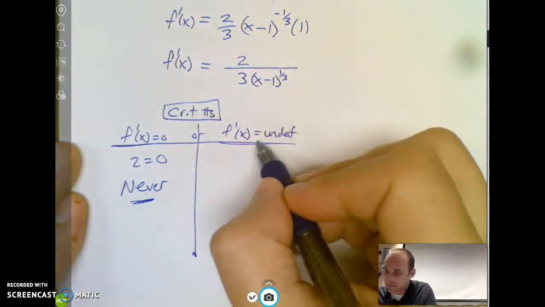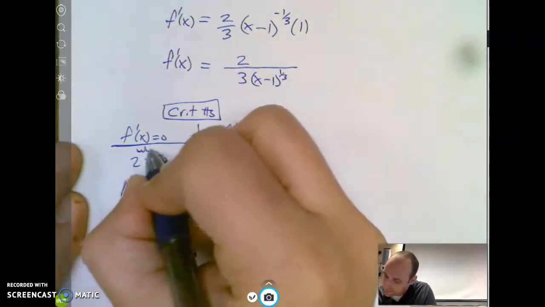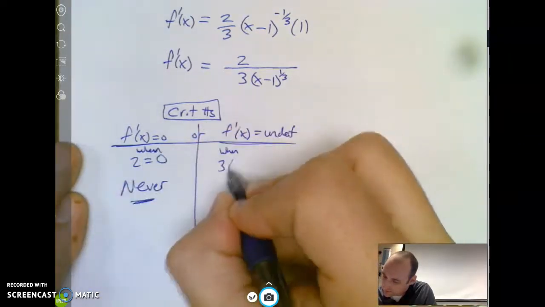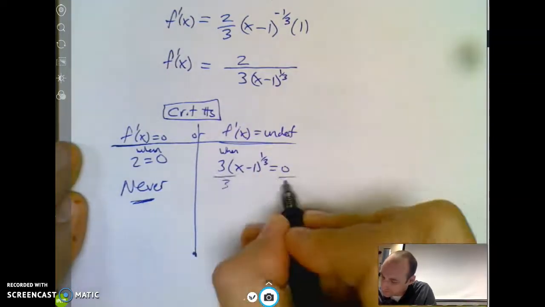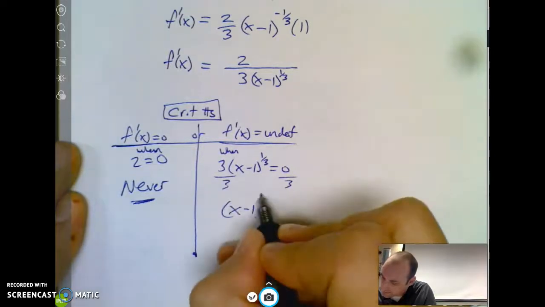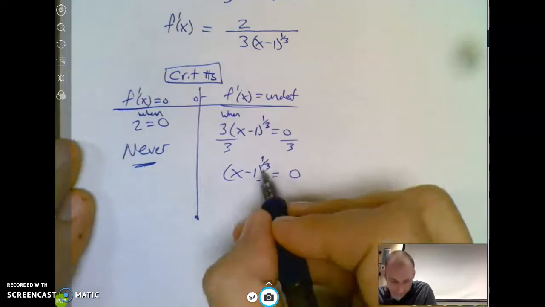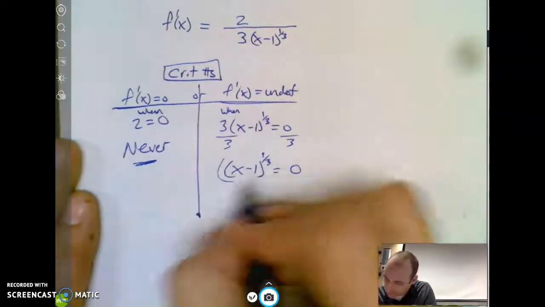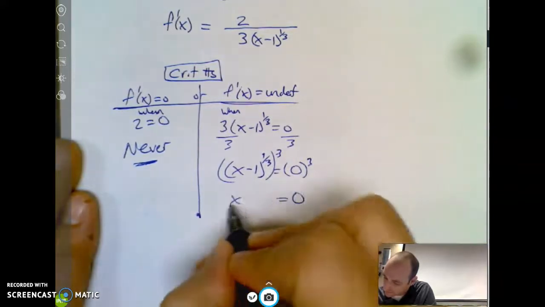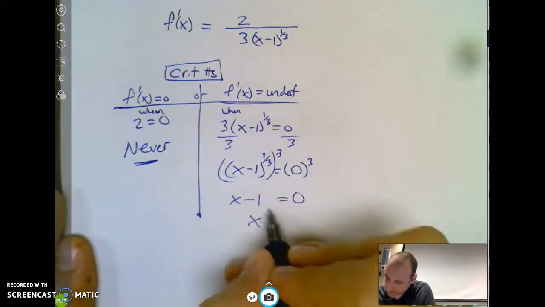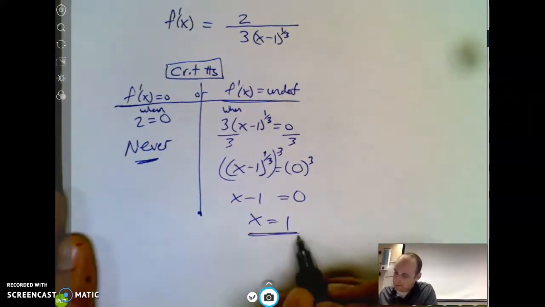When will my fraction be undefined? When the bottom equals 0. Right? When 3 times x minus 1 to the 1/3 equals 0. Okay, I can do the algebra here. I'm an algebra all-star. Divide by 3. How do you undo cube root? You cube both sides. Well, 0 cubed is still 0, right? And then I don't need the plus or minus this time because it's an odd number. Anyway, you have one critical number.